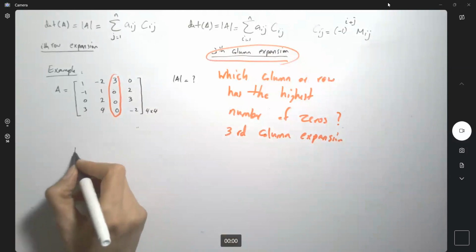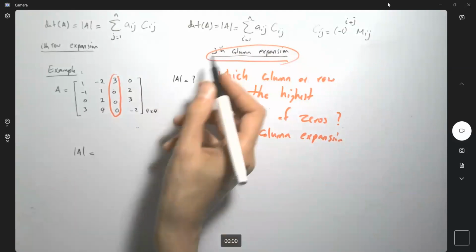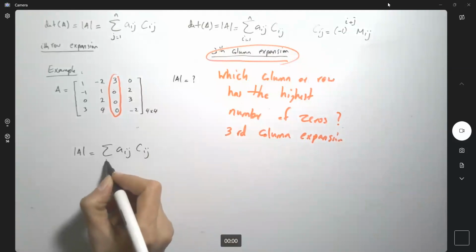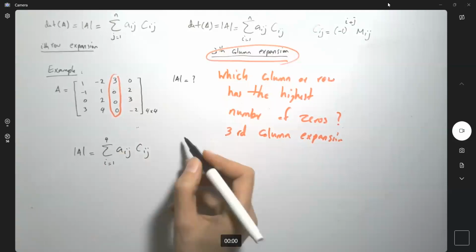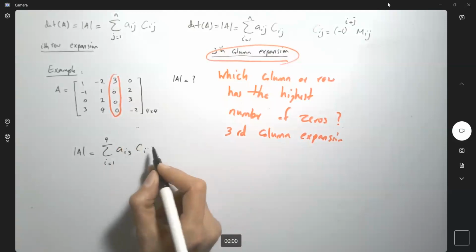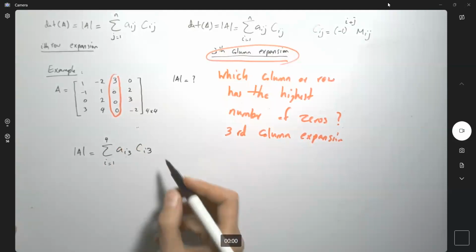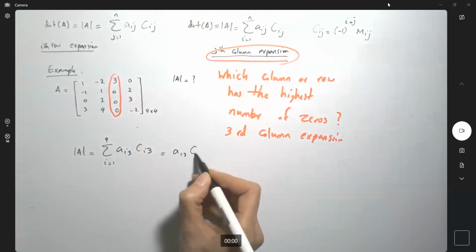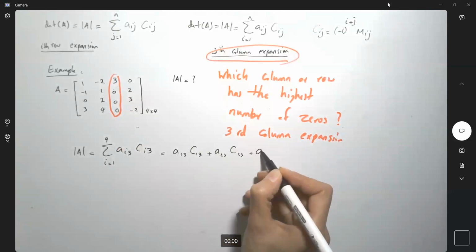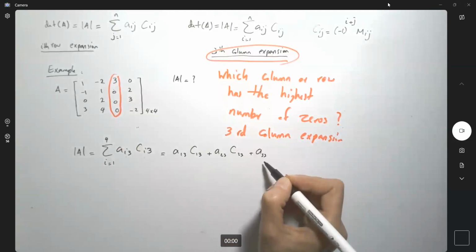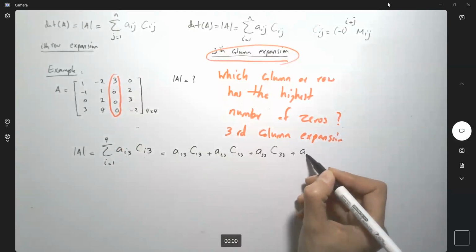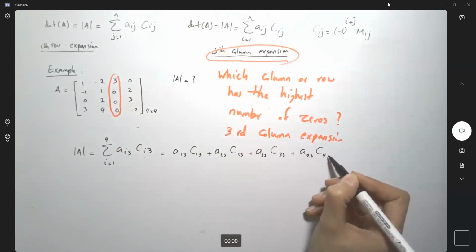Remember the formula, the determinant of A is equal to the sum of Aij Cij, where i starts from 1 and stops at 4. And here your j is equal to 3, because it's the third column expansion. So let's see. This is equal to A13 C13, plus A23 C23, plus A33, the entry on the third row and third column, times C33, plus A43 C43.